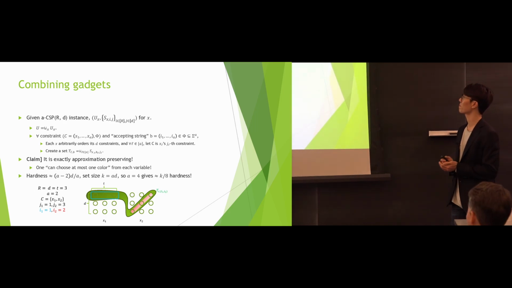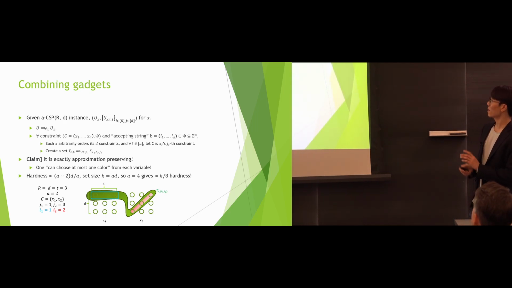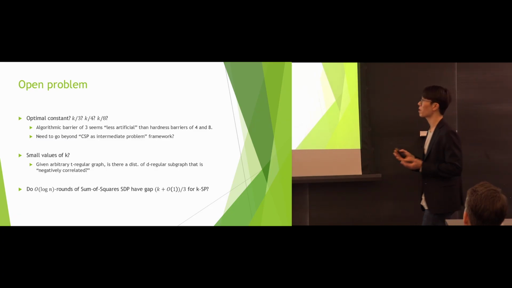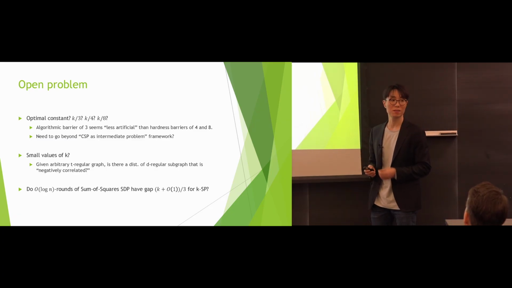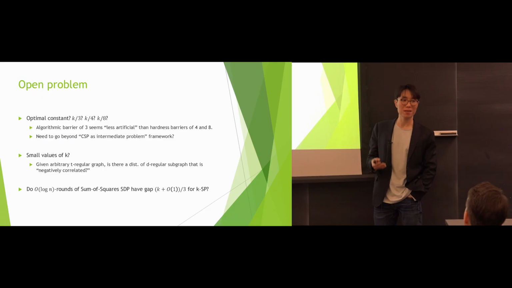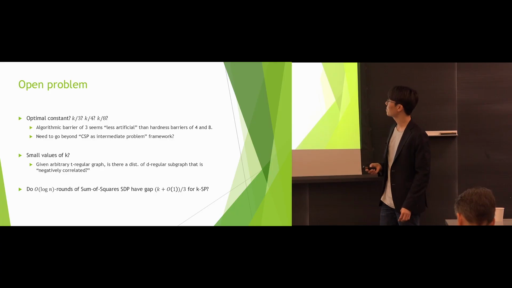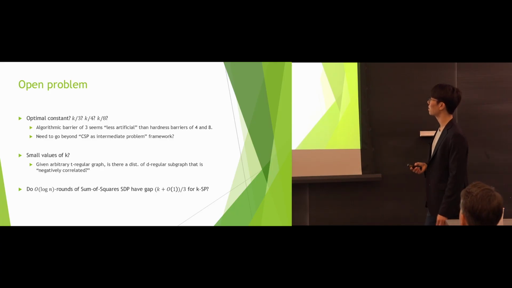Good. Okay, so that's the whole thing. And then open problem, as I said, if you're interested, one can ask what's the optimal constant. So k over 3, k over 4, k over 8. Personally, I think the algorithmic barrier of k over 3 seems less artificial than the hardness barriers of 4 and 8.